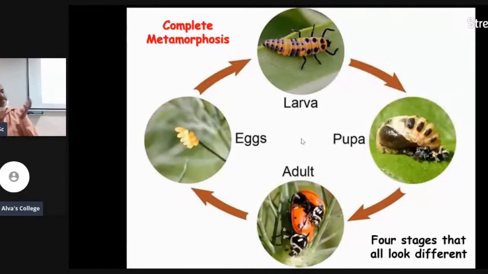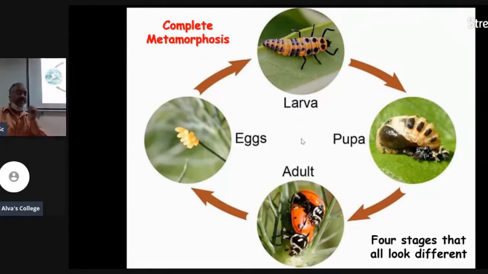And then we have the complete metamorphosis. For example, the butterflies. For example, the beetles. For example, the honeybees. So they represent examples of complete metamorphosis insects. So here what happens, one stage does not resemble the other stage in form, structure, color, and abundances. So this is what is called complete metamorphosis.